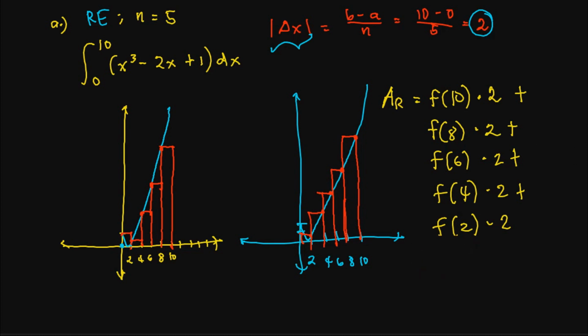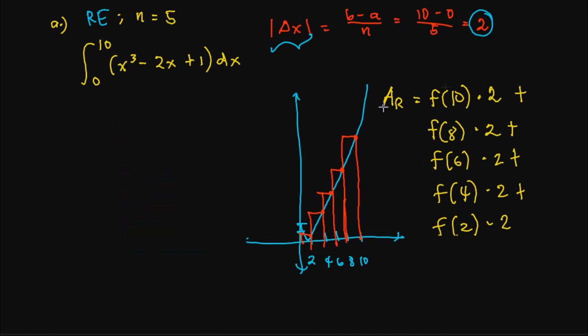In the same way that we did not include f of 10 in our left endpoint. So hopefully that is clear to you, okay? So, I think we computed these values, but of course, since we erased them, let's just compute again. So, for our f of 10, f of 10 would be 10 cubed minus 2 times 10 plus 1. So, that's 981. So, you have 981 times 2.